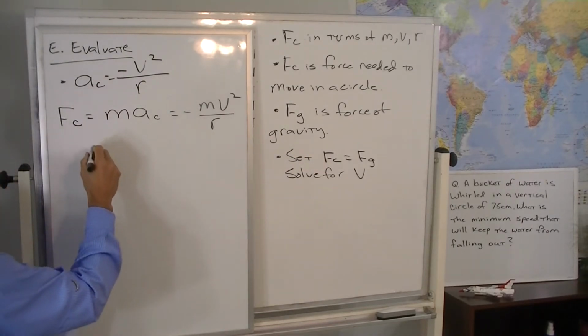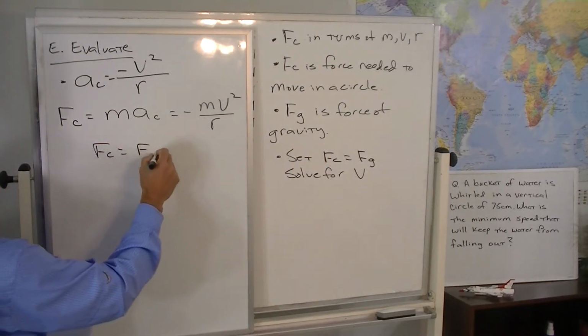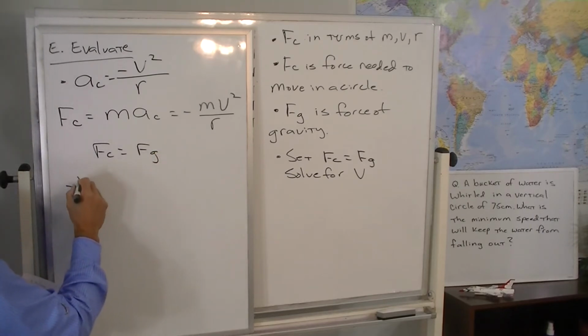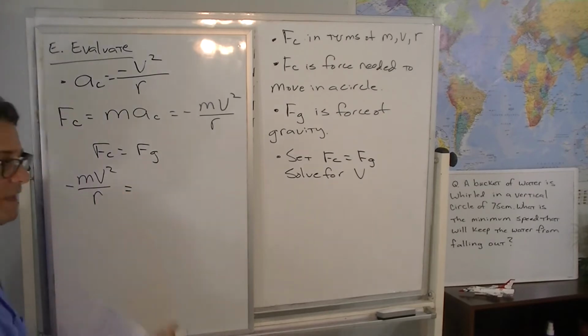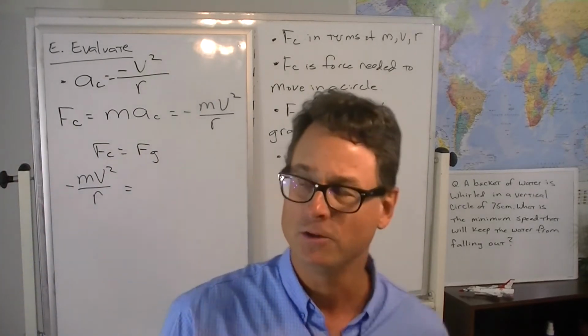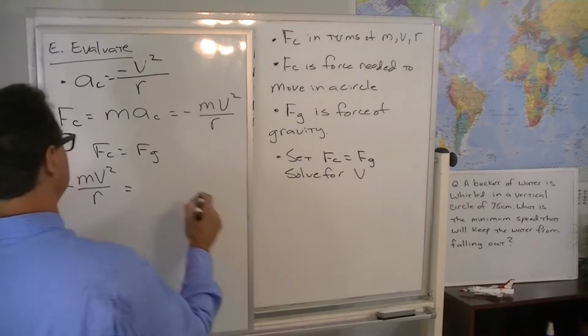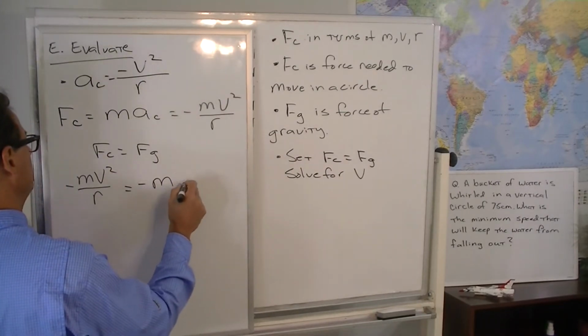Now we go ahead, set Fc equal to Fg. So this is negative mv squared over r. Well, at the top of that circle, what's the force of gravity on the water? It's negative mg.